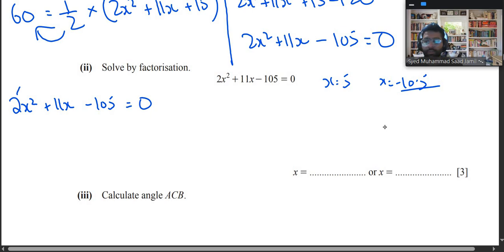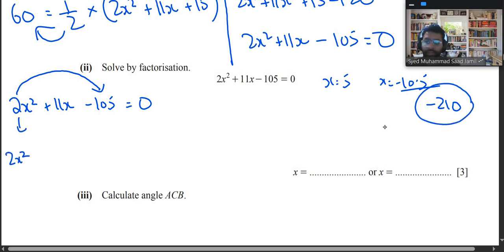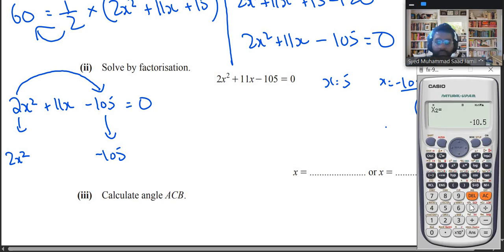So how will we solve this? We multiply 2 with 105, it becomes minus 210. We just write the imaginary number over here. Just write 2x squared as it is and write minus 105 as it is. Now tell me two numbers such that when you multiply them you get negative 210, and when you add them you get positive 11. So let me think. 21 multiplied by minus 10 is negative 210, and 21 minus 10 is 11.